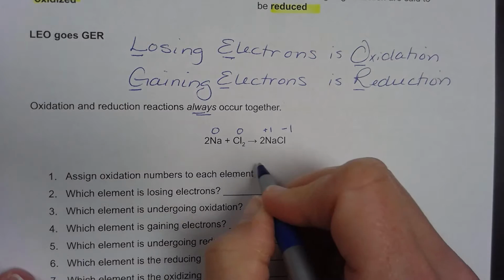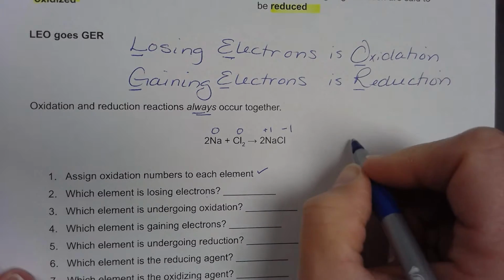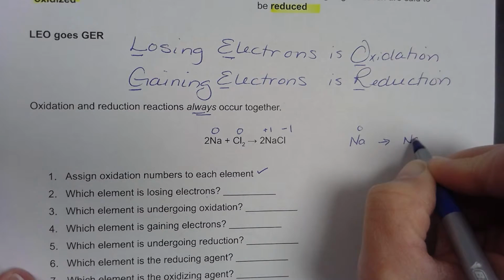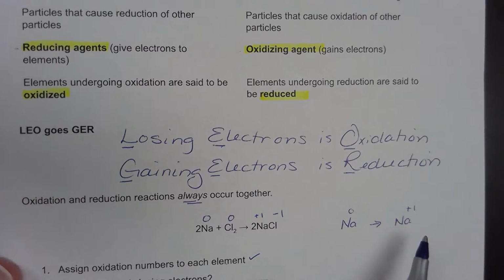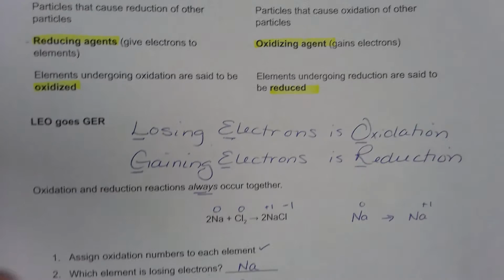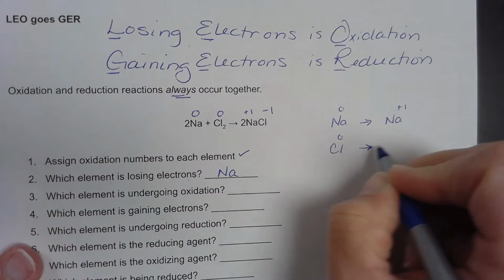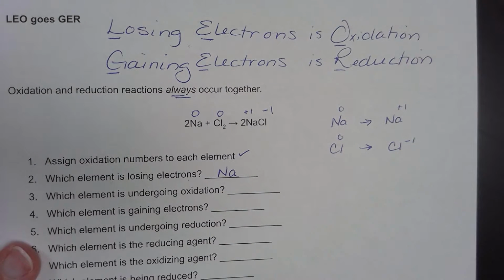Done. Which element is losing electrons? So I'm just going to write it. I'm going to break it apart. Sodium 0 is going to a sodium +1. It's getting more positive. So is it gaining electrons or losing electrons? It's lost an electron, so it's sodium. Now chlorine is starting at a 0 and going to a -1. That got more negative, and we'll need that in a moment.